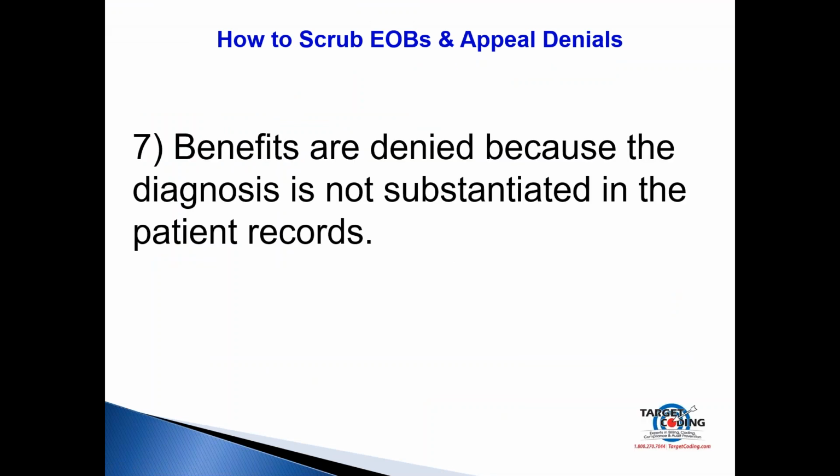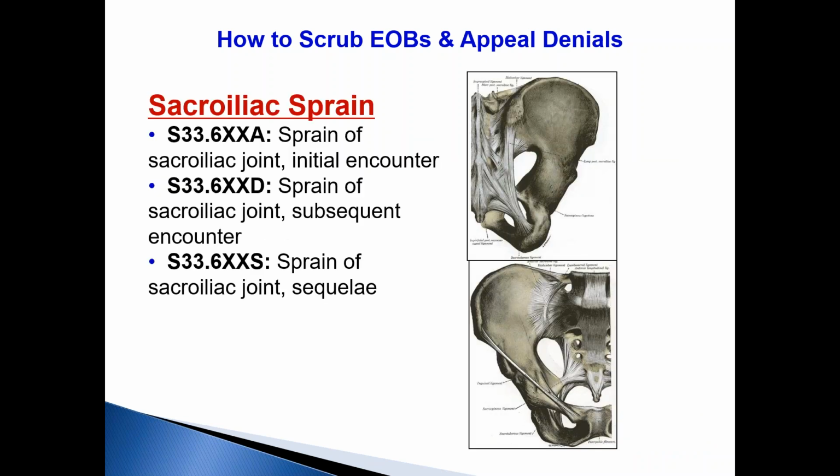Next, benefits are denied because the diagnosis is not substantiated in the records. What does that mean? Let's say you diagnose a patient with sacroiliac sprain or sacroiliac joint subluxation, and now you're questioned by a state board, or maybe you're dealing with a managed care plan and a case manager, and they go, "Hey, Dr. Kotler, you diagnosed the patient with a sacroiliac sprain. How did you come up with that?"